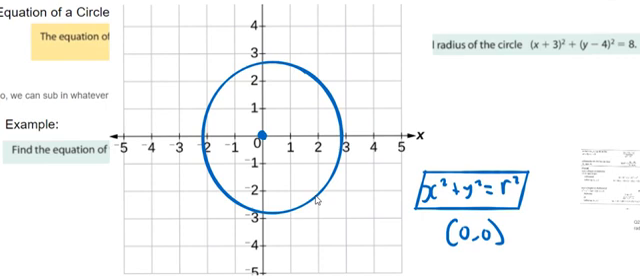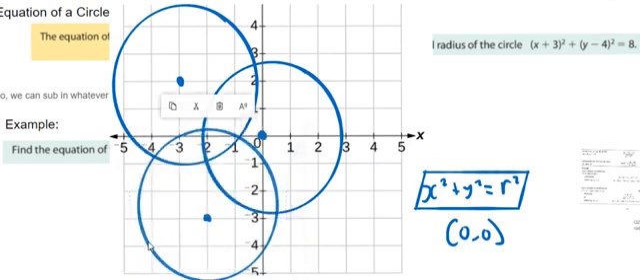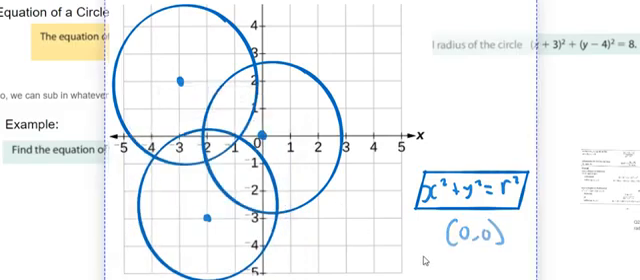So you could have a circle with a center that's there, the point -3, 2, so that would be the center, and then you'd have a radius of something around that. Or you could have a circle with center -2, -3, and then your radius would be something else around that. This video is about the equations of all of these other circles that aren't centered at 0, 0.